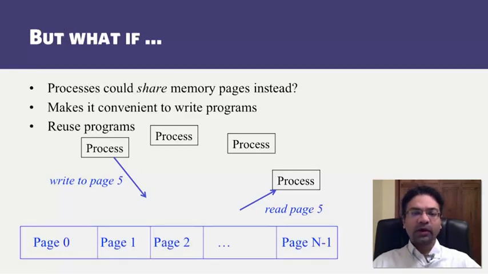But what if we allowed processes instead to share memory pages with each other, where processes might be able to write and read pages? So if a process wrote to page number 5 and another process read from page number 5, this would make it much easier to write programs. We could then take programs that we've written for regular multiprocessor operating systems and just run them over a distributed system where you have a network underneath. So you might be able to reuse programs as well.